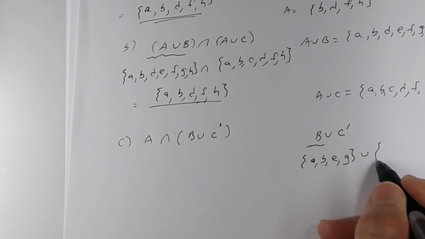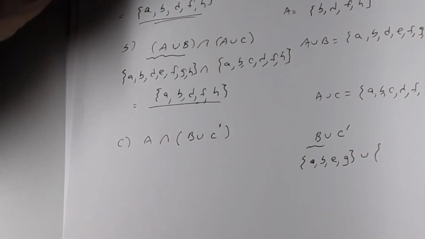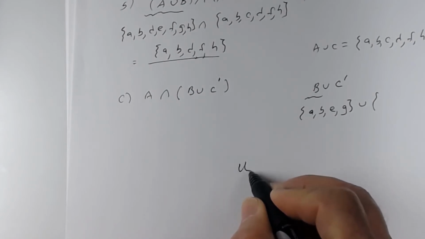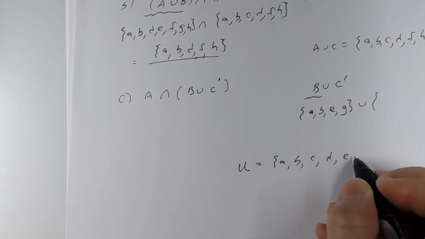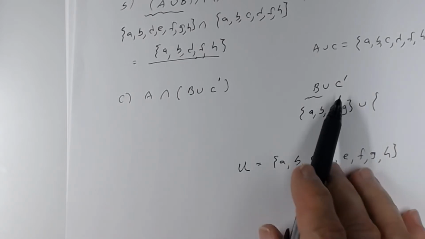And we're going to union that with the set C complement. Now remember, what does C complement mean? Everything that's not in C. So everything in the universal set except the elements of C. To help with this, and it's up to you, I would list the universal set again. So here's my universal set. It's A, B, C, D, E, F, G, and H. And remember, I'm looking for C complement.